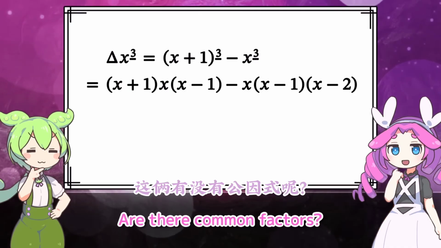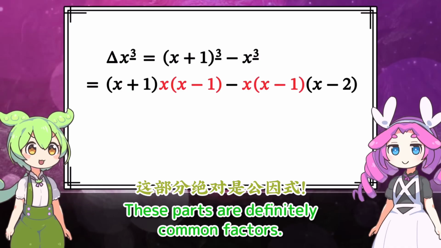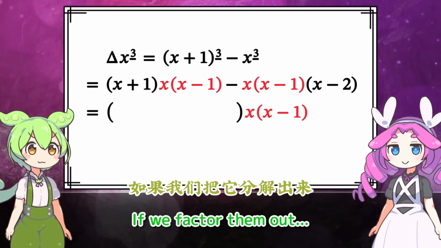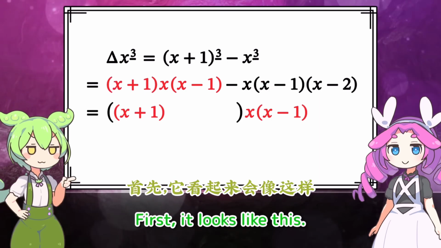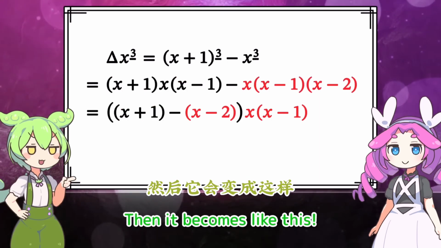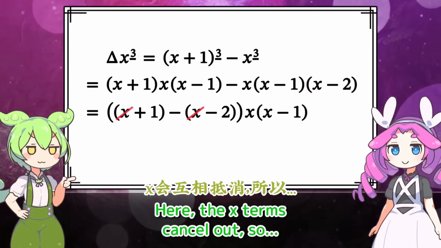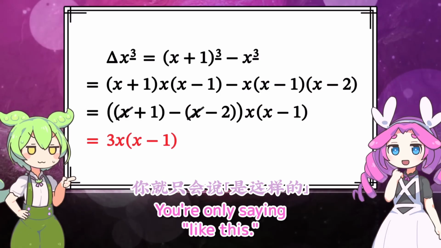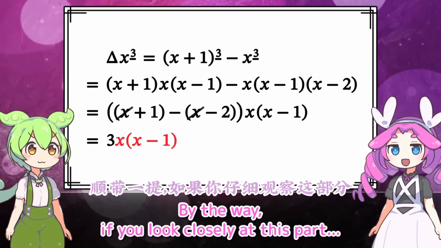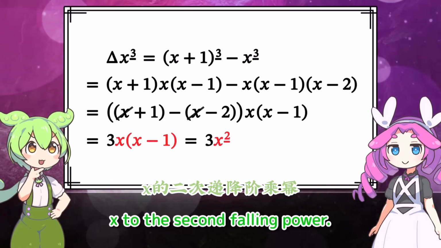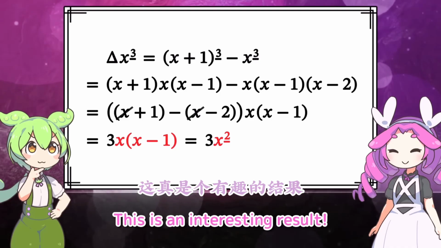Other common factors? That's it. These parts are definitely common factors. If we factor them out, first it looks like this, then it becomes like this. Here the x terms cancel out, so the answer is like this. You're only saying like this. By the way, if you look closely at this part, this is x to the second falling power. This is an interesting result.